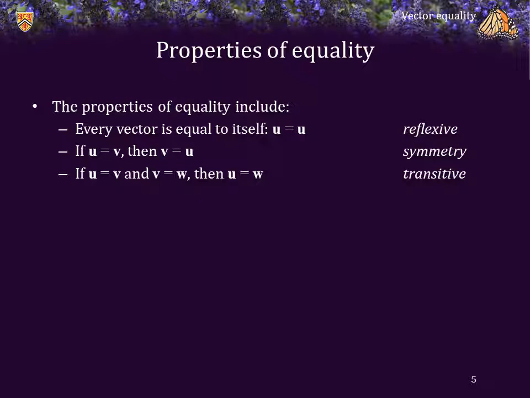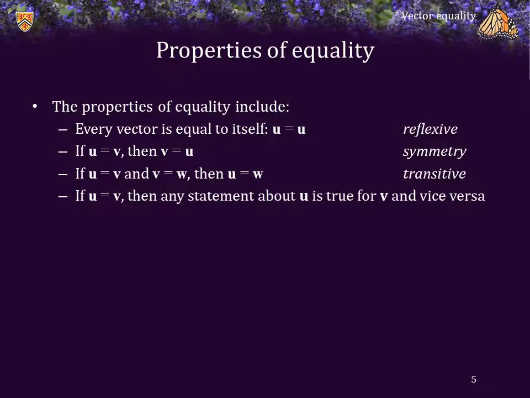So, it's not that all operators or all relations have or do not have all the same properties. Equality is reflexive, symmetric, and transitive. There's also one more property of equality. If u is equal to v as vectors, then any statement about u is true for v and vice versa.